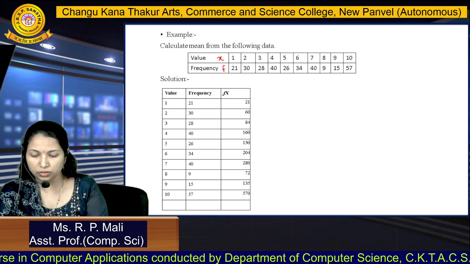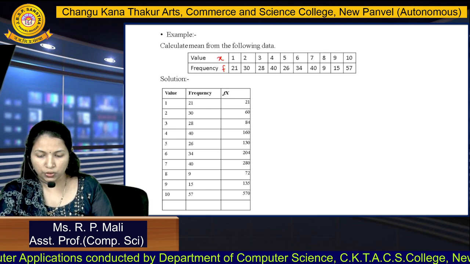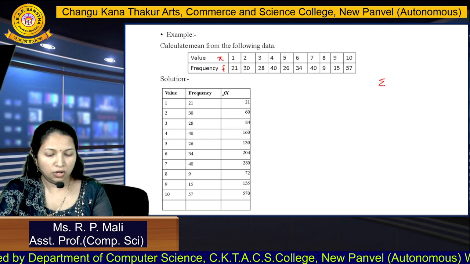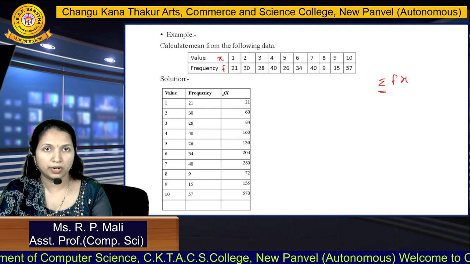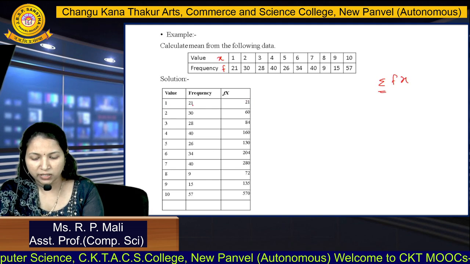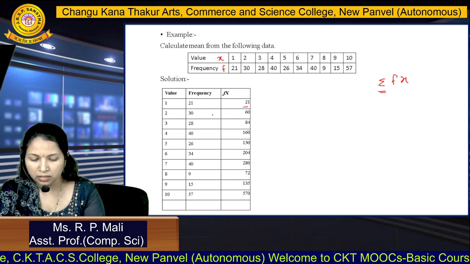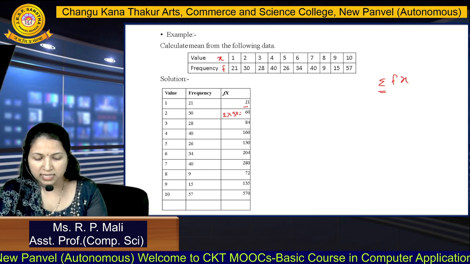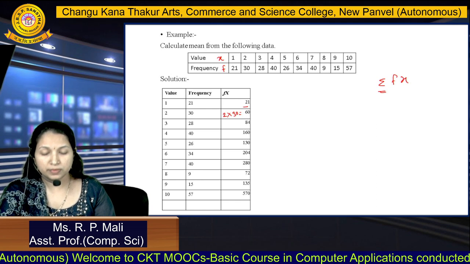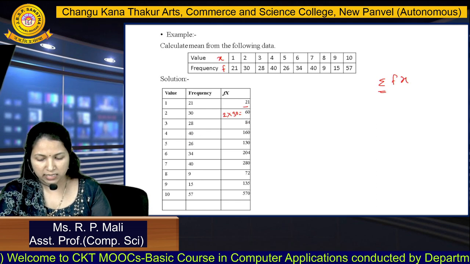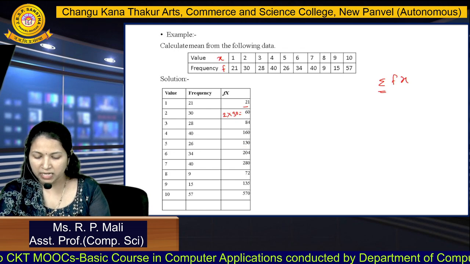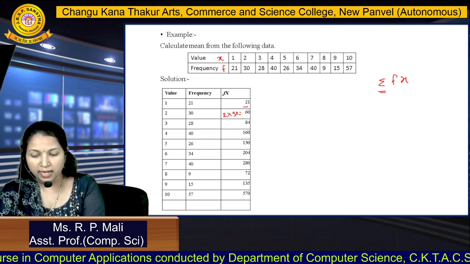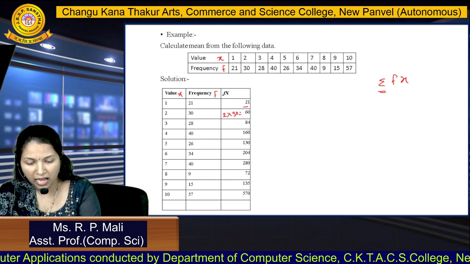So we are going to write a table. We put all the values into the table, values and the frequencies. Now as per the steps, first we are going to find the product fx and then we are going to sum that product. So 1 into 21 is 21. After that, 2 into 30 is 60. Then 3 into 28, 84. 4 into 40, 160. 5 into 26, 130. 6 into 34, 204. Likewise, we are going to find the product of the x column and the f column.